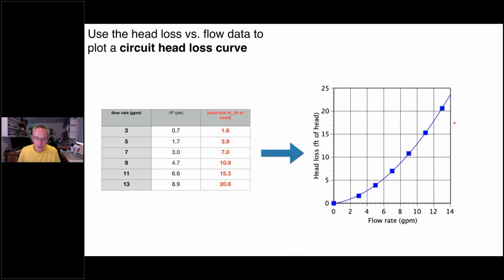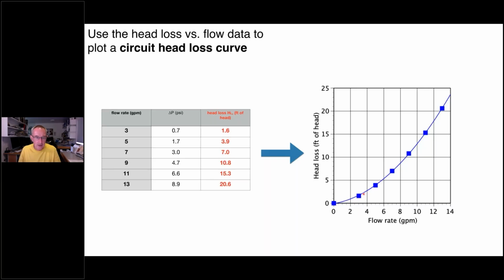And typically, well, always, if it's a closed hydronic circuit, a fluid-filled circuit, at zero flow rate you have zero head loss. Head loss is the result of friction in the fluid. If the fluid isn't moving, we don't have a frictional loss effect. So one point is always going to be 0, 0. And then, for example, here was our first flow rate at 3 GPM. We had 1.6 feet of head loss. So at 3 GPM, it's 1.6.